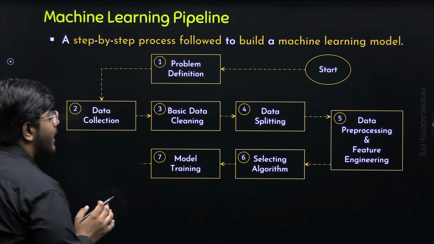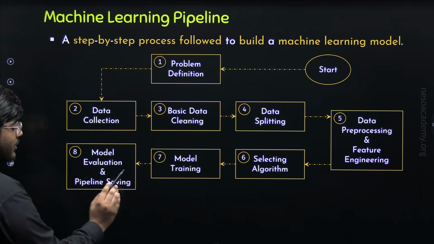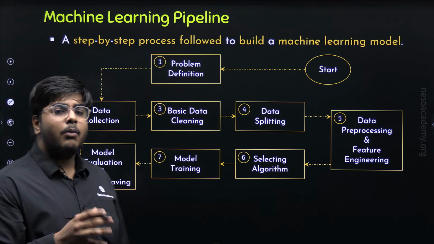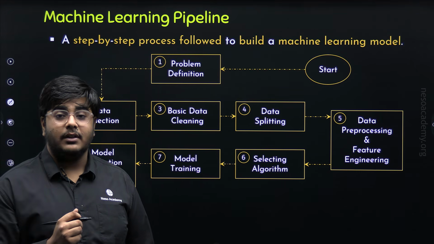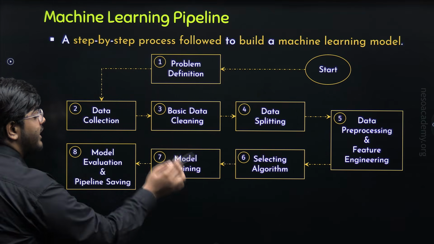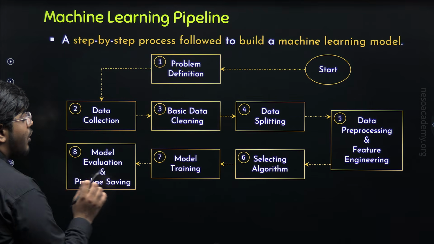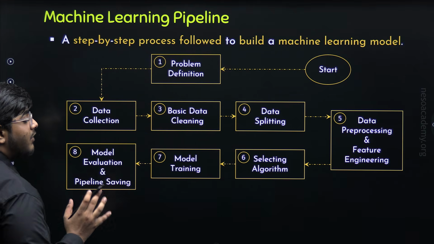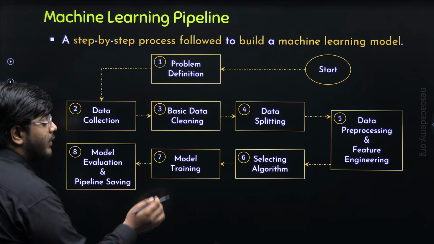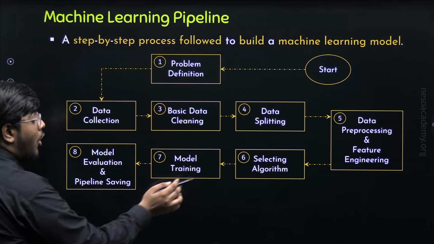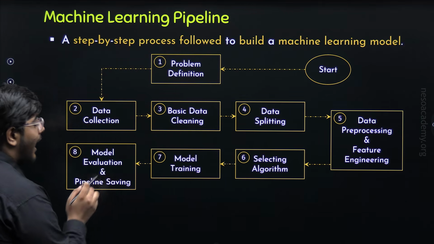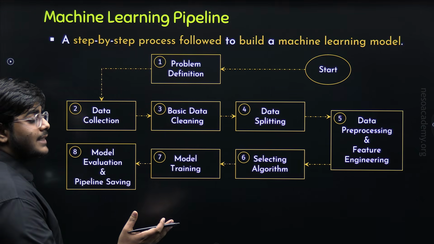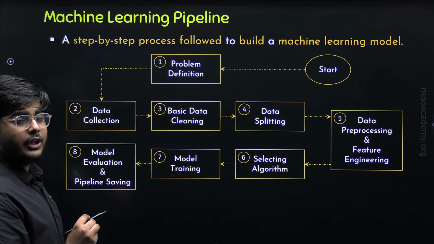Now after model training, the eighth step is model evaluation and pipeline saving. So what is model evaluation? Model evaluation means model testing. That means after training the machine learning model, we test the performance of the machine learning model on unseen data. In this way, we evaluate how well our machine learning model is trained on the training dataset. So, model training is done on the training dataset, and model evaluation, or we can say model testing, is done on the testing dataset, which is unseen for the machine learning model.